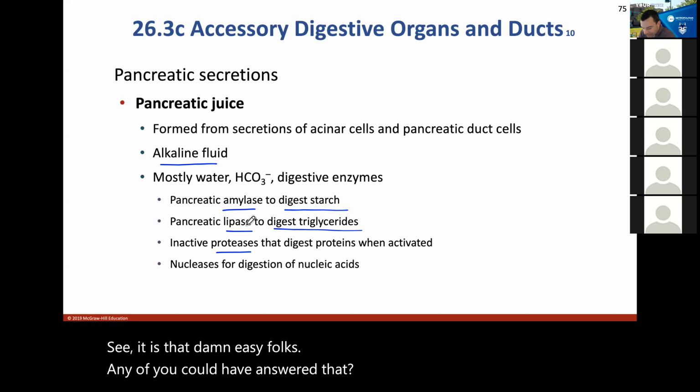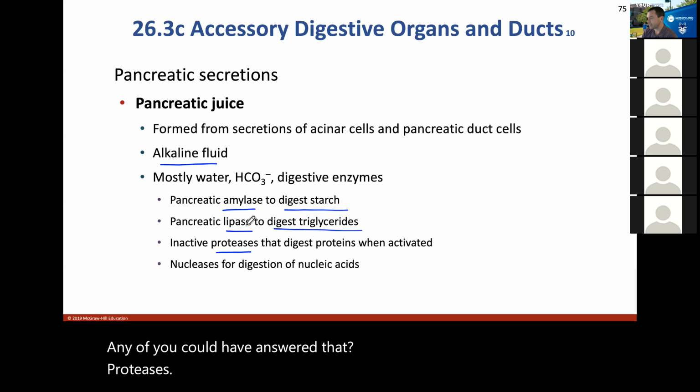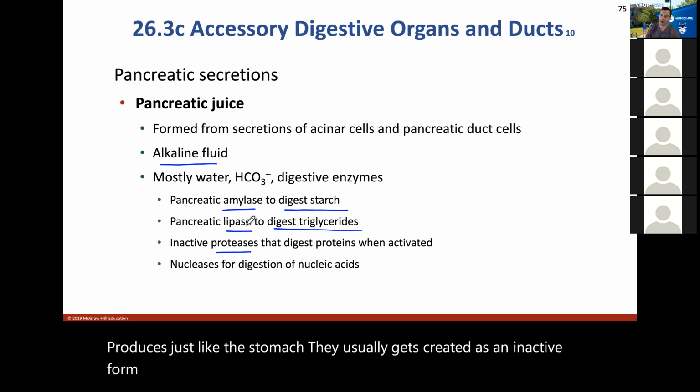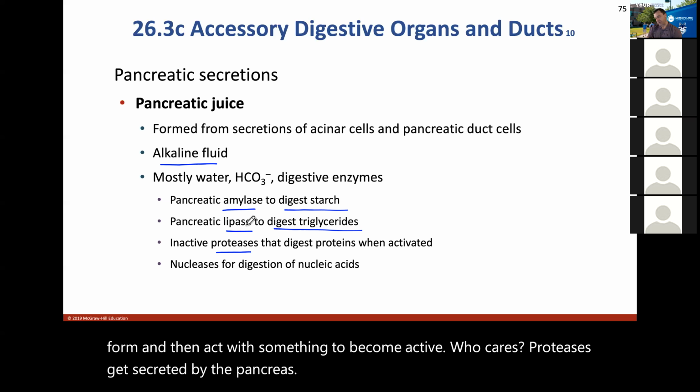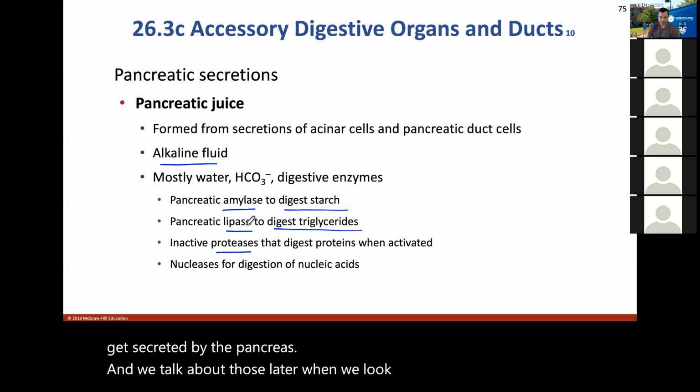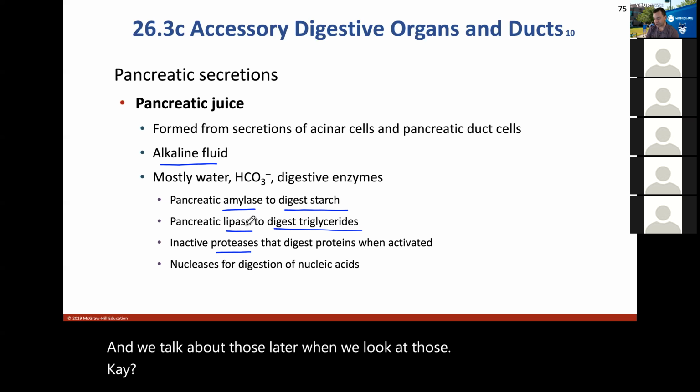Proteases. Just like in the stomach, they usually get secreted as an inactive form and then act with something to become active. Who cares? Proteases get secreted by the pancreas, and we'll talk about those later. All of these secretions are collectively referred to as the pancreatic juice.